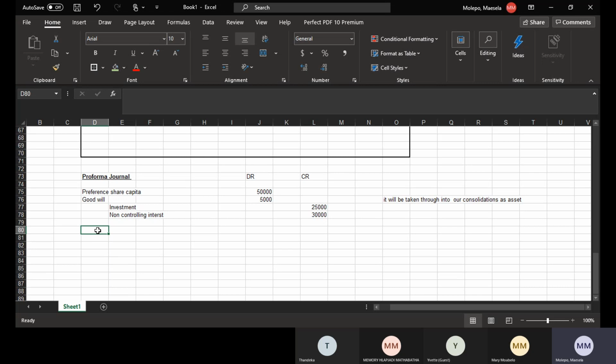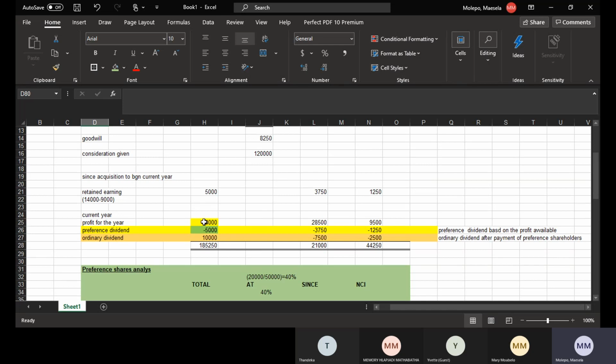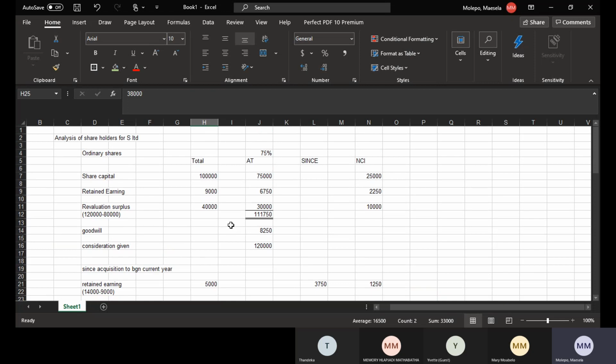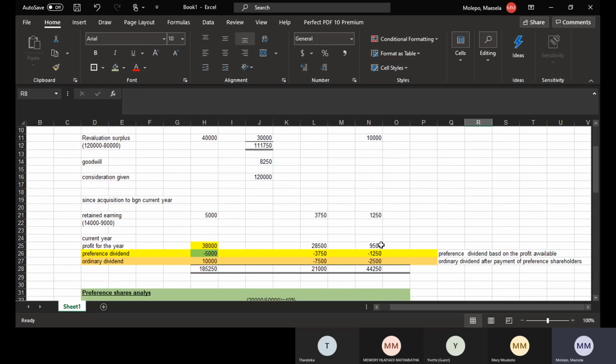So we had the profit. If you check our analysis of shareholders, the one for ordinary, we have 38,000 as our profit. We less the 5,000 for the preference shares paid, so we are left with 33,000. Our 33,000 is going to be multiplied by the 25% of the NCI, because we want to know how much of that profit will represent the NCI. So it will be these values.